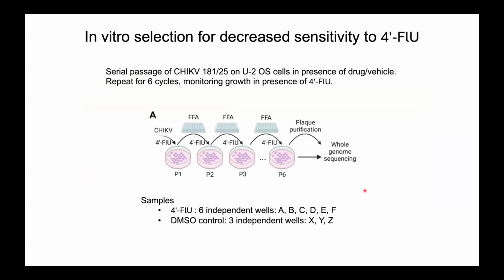Okay. So then Peishi Yin in my lab set out to really select for and characterize mutants that would have decreased sensitivity to 4-fluorouridine. So what he did was take the attenuated chik strain 181/25 and serially passage it on U2OS cells in the presence of fluorouridine. He did 6 cycles of that, and at each cycle he monitored for the growth in the presence of the drug. And then at the end, we performed, through the genome core, whole genome sequencing of the pooled virus and also of plaque purified viruses.